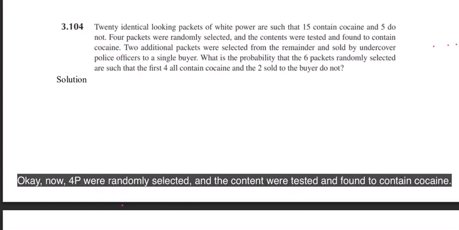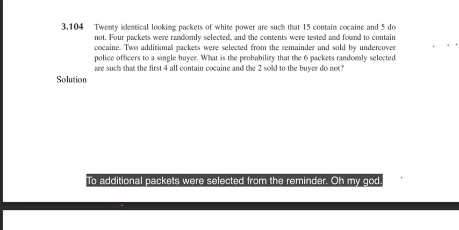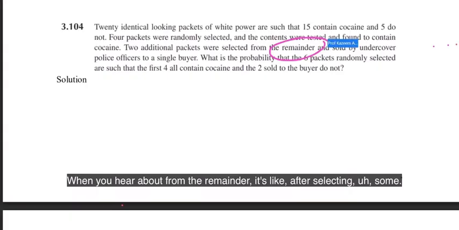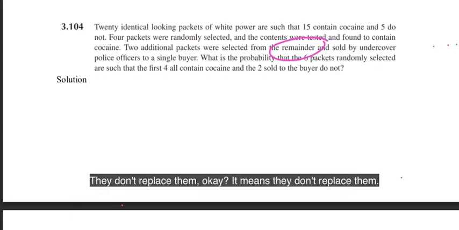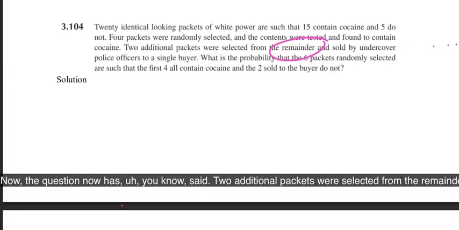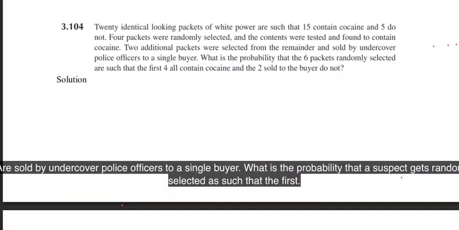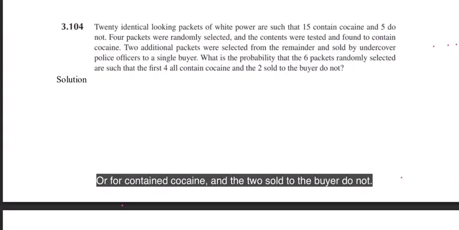Now, 4 packets were randomly selected and the contents were tested and found to contain cocaine. 2 additional packets were selected from the remainder. When you hear "from the remainder", it means that after selecting some, they don't replace them. Now, the question: two additional packets were selected from the remainder and sold by undercover police officers to a single buyer. What is the probability that of the six packets randomly selected, the first four contain cocaine and the two sold to the buyer do not?